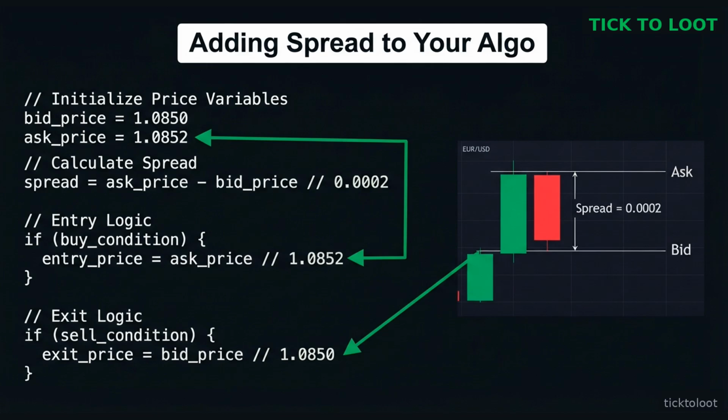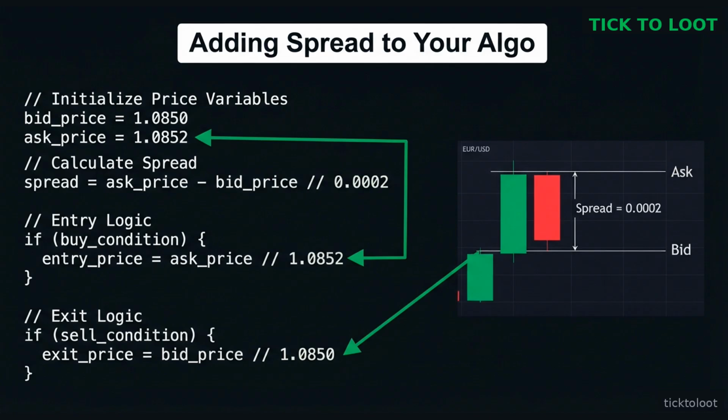For example, if euro to US dollar is quoted with a bid of 1.1200 and an ask of 1.1202, the spread is 0.0002 or 2 pips. If you buy at the ask 1.1202 and later sell at a new bid of 1.1205, your raw price movement looks like a gain of 3 pips, but after subtracting the original 2-pip spread, your net profit is only 1 pip.